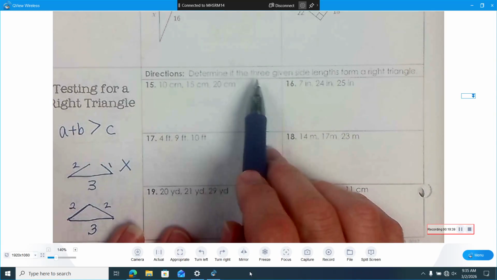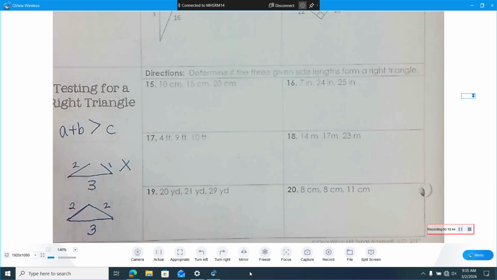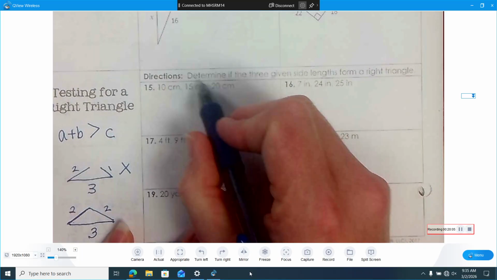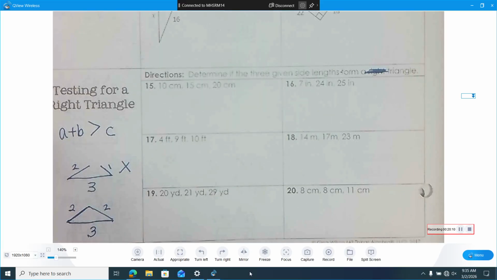So determine if the 3 given side lengths form a... Oh, this is the wrong thing. I need to change your homework assignment. I'm sorry. I was thinking this was something different. Okay, we're going to change this. Determine if the 3 given side lengths form a triangle, not necessarily a right triangle, just any triangle.